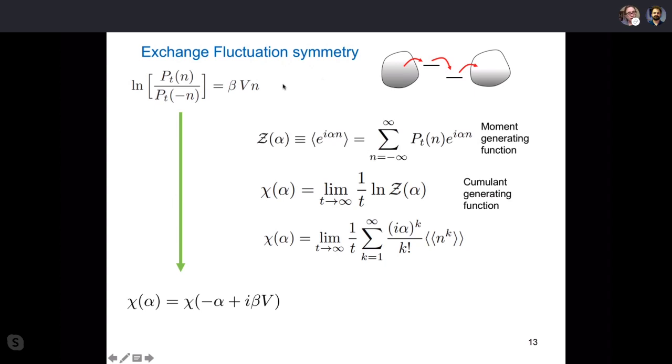And we know that we can write it, instead of with the probability distribution function, in terms of the cumulant generating function. So this fluctuation symmetry can be written for chi, the cumulant generating function. And alpha is a counting parameter or counting field. So I just need you to focus on the last relationship. This is chi, the cumulant generating function in terms of the counting parameter, and we can write it in this expansion with the different cumulants.